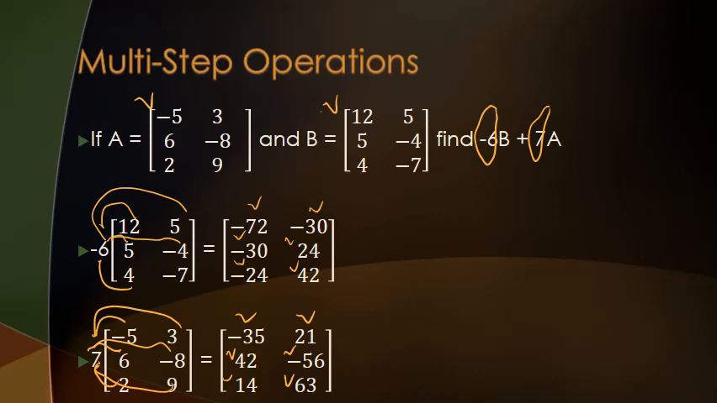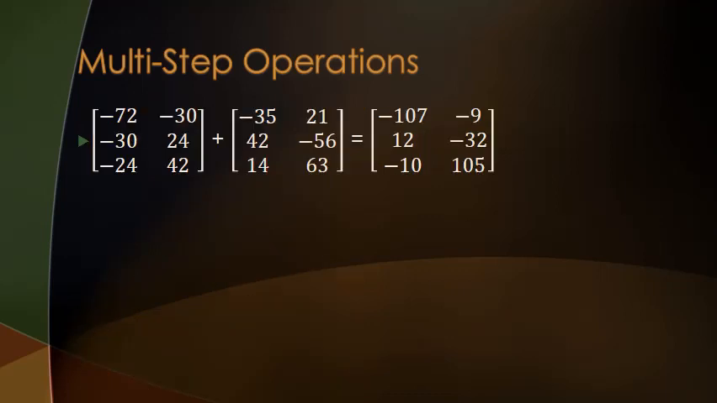And we are going to add these two together that we see here. That's -6B, and this is 7A, and we're simply going to add those two together. All right, so here we are. The matrix on the left here is the -6B, where we multiplied matrix B by the scalar of -6. We're going to add it to 7A, where we multiplied matrix A by the scalar of 7, and now we're just going to simply add these two together.